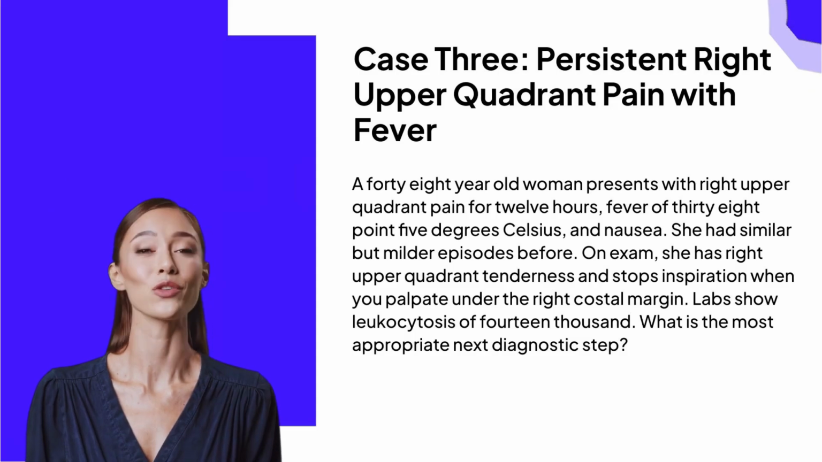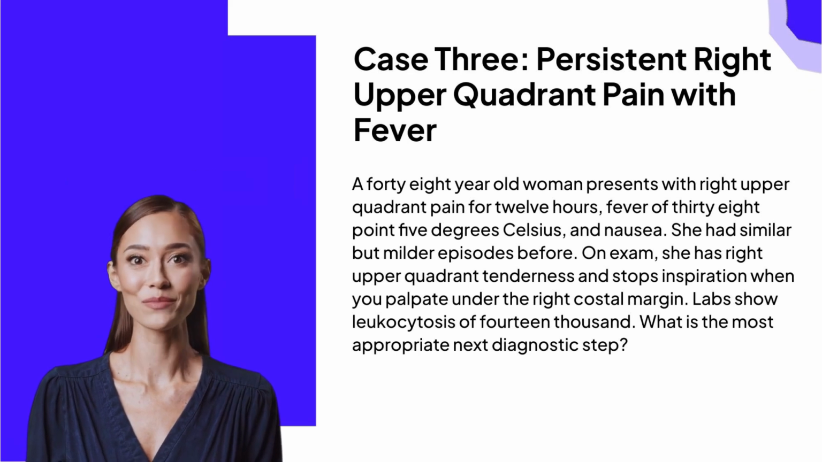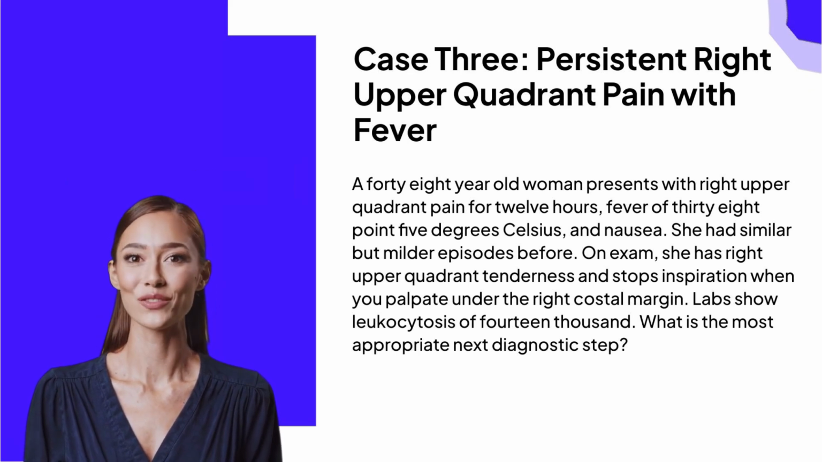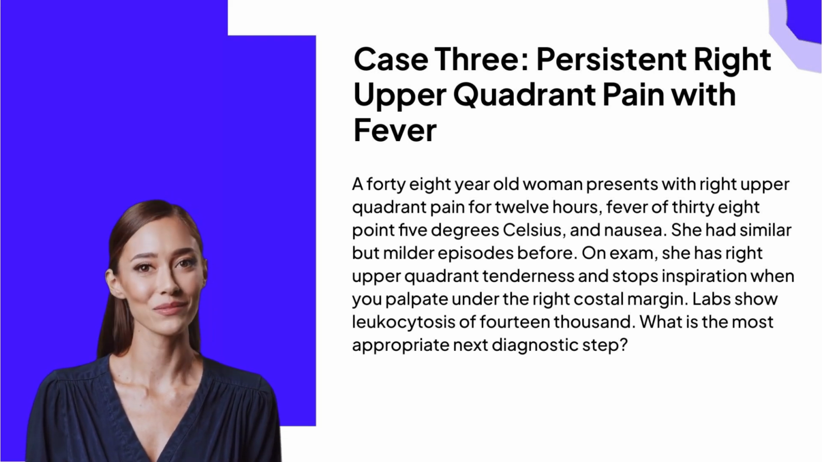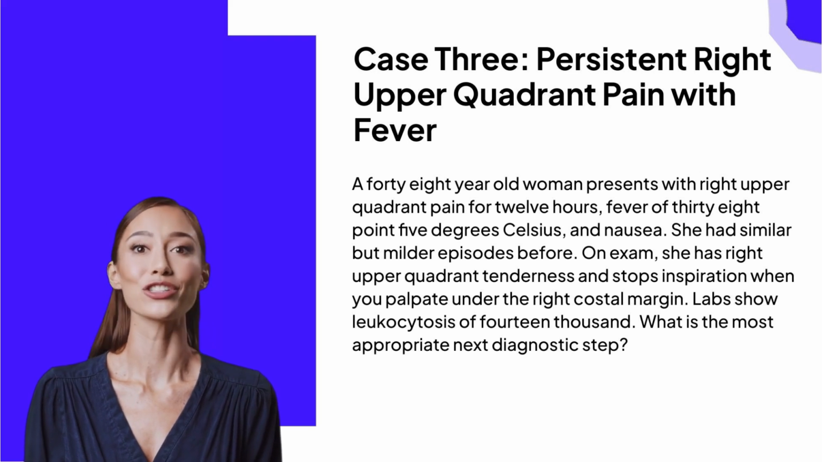Case 3. A 48-year-old woman has right upper quadrant pain for 12 hours, fever, and nausea. She stops breathing in when you palpate under her right ribs. Labs show leukocytosis. What is the most appropriate next diagnostic step?